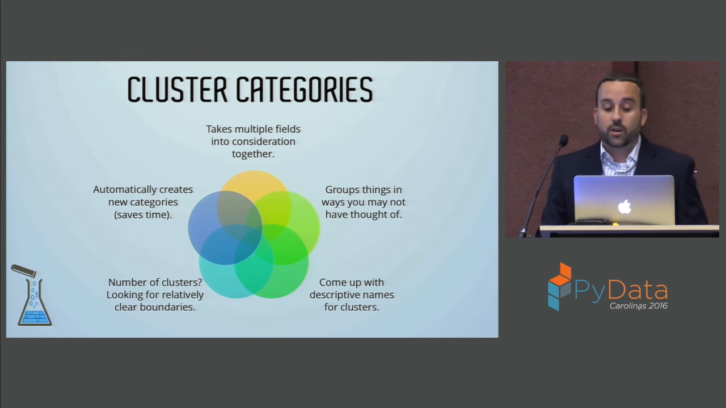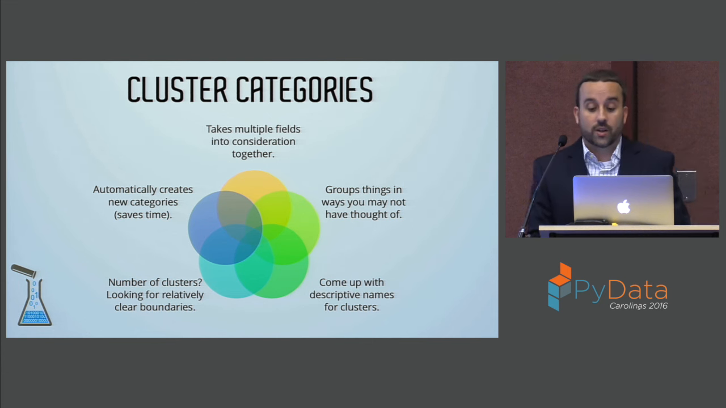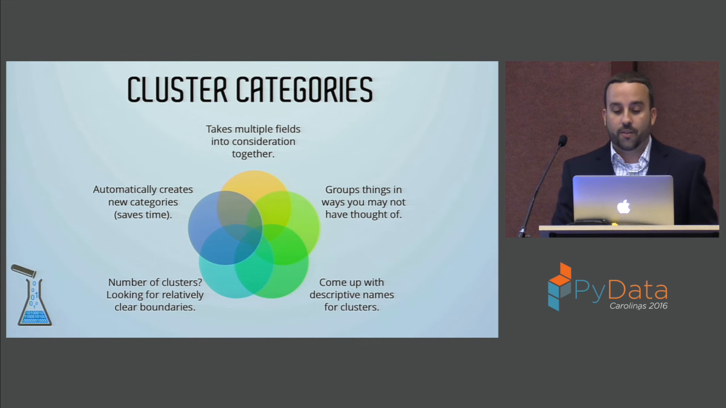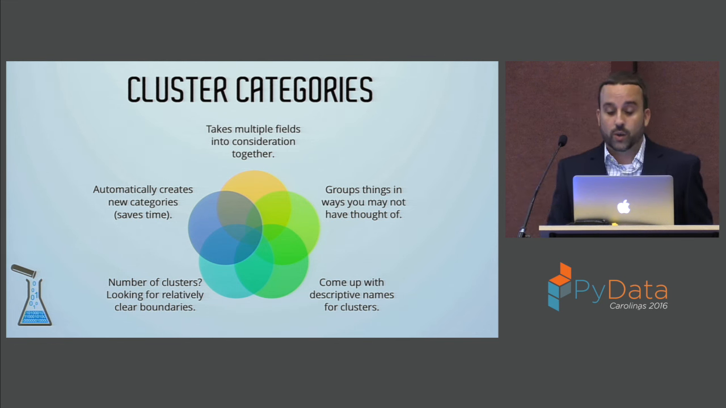And then the final thing we're going to do in the prep phase here is cluster our data and create different categories out of the different clusters that result from that. Now there's a few reasons that I like to use clustering to create categories like this. The first is that it takes multiple fields into consideration together at the same time, whereas the other categorization approaches we were looking at earlier only consider one field at a time.